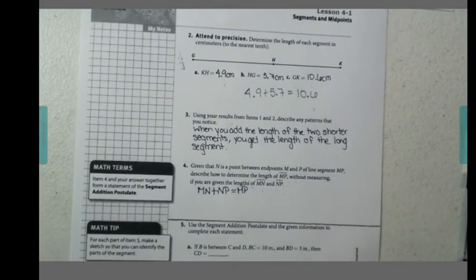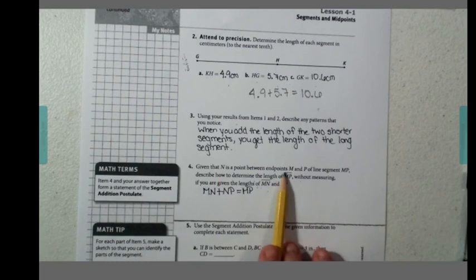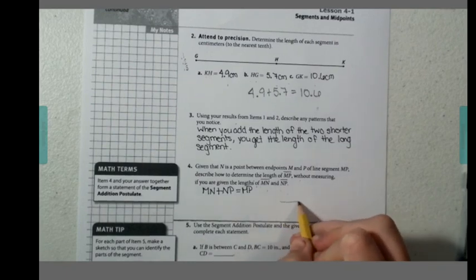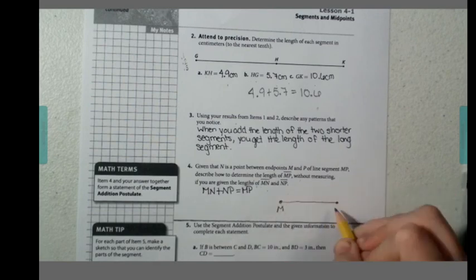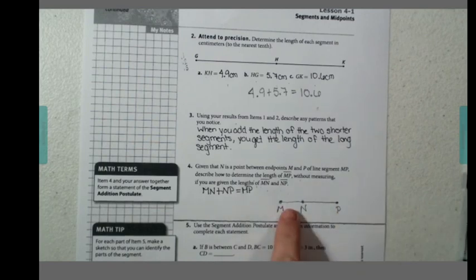So that leads to this equation that we're about to talk about, which is the segment addition postulate. And that says that if N is between M and P, then MN plus NP equals MP. I'm just going to show you what this would look like on a line. This would look something like this. M and P and N is somewhere in the middle. So this piece plus this piece equals the whole thing. On to your debriefing question.